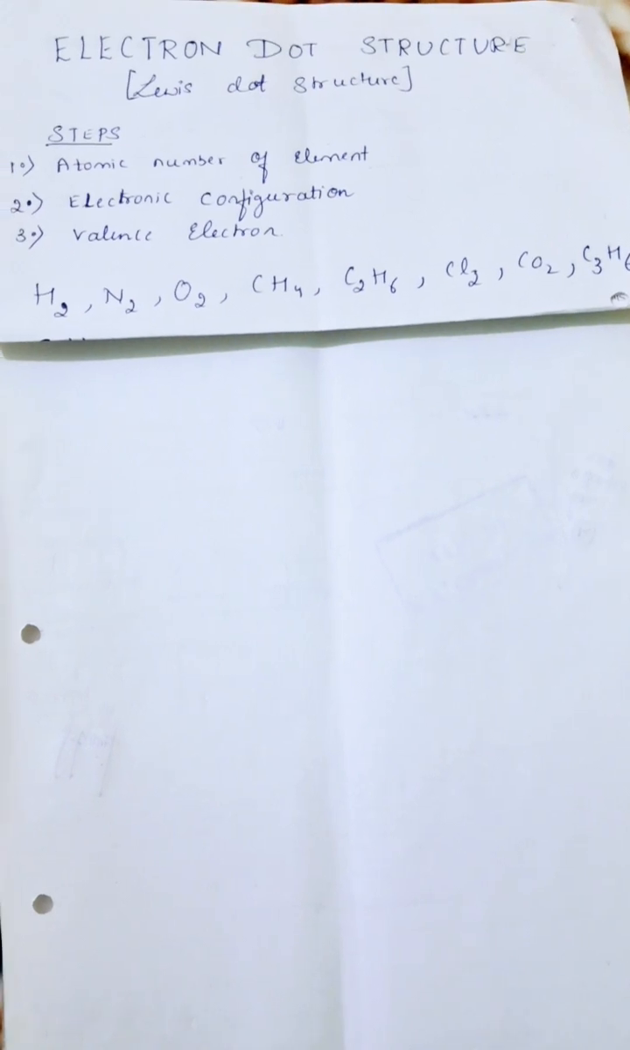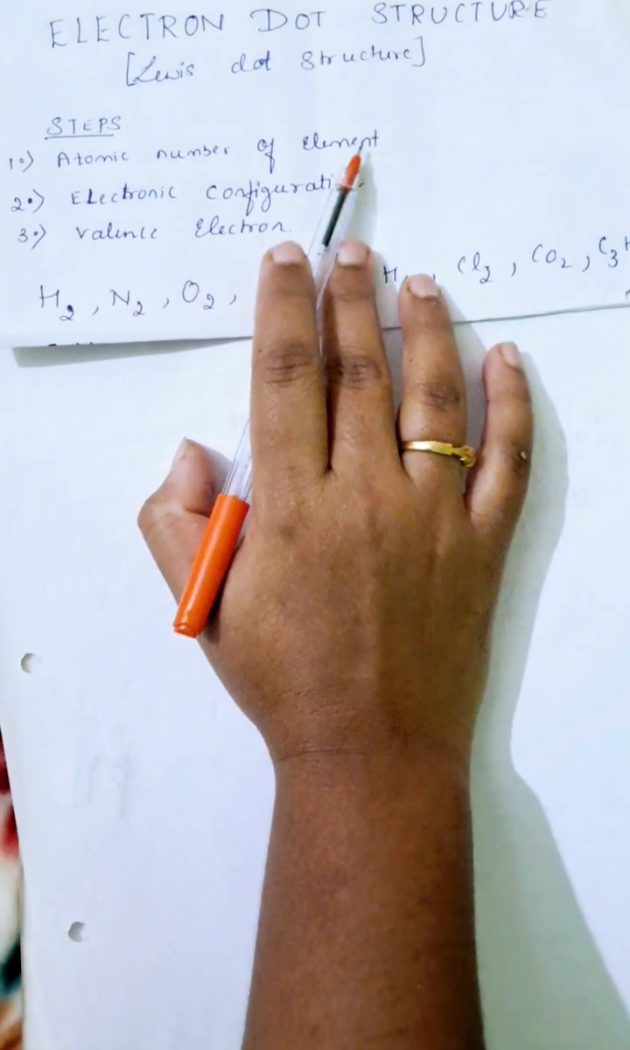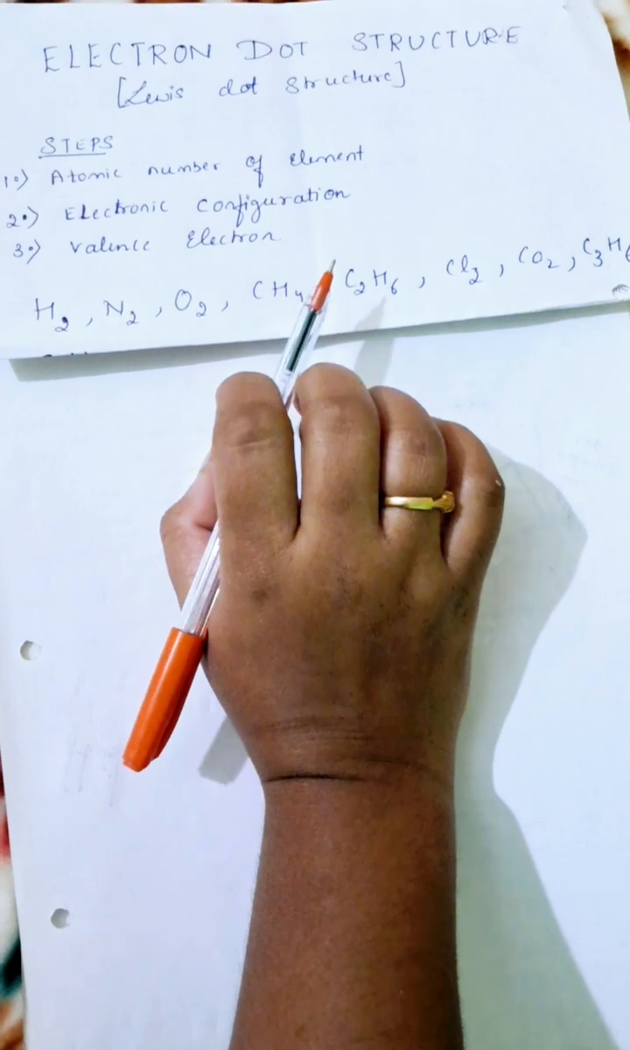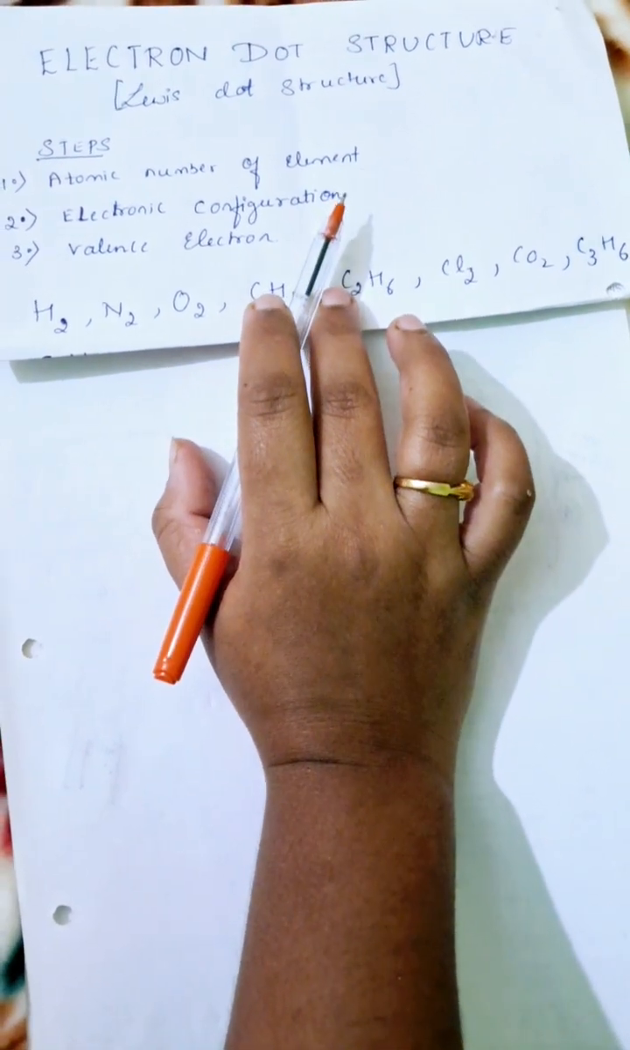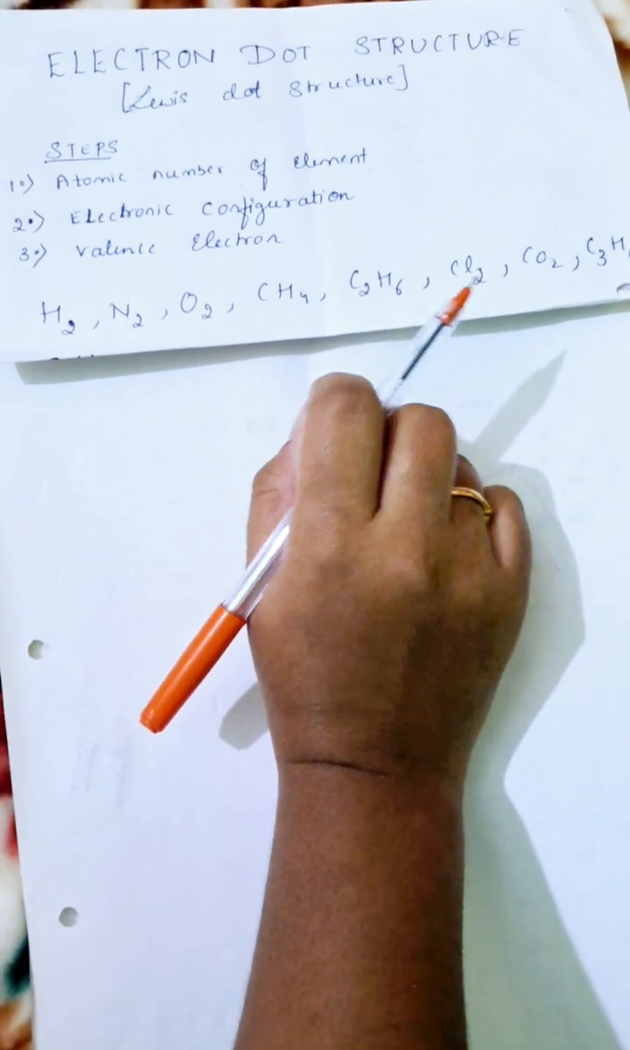Hello everyone, in this video we'll be discussing the electron dot structure of covalent compounds. Electron dot structure is also called Lewis dot structure. Here we will be talking about how the dot structures are represented in covalent compounds. Now, what is a covalent compound? A covalent compound contains a covalent bond.